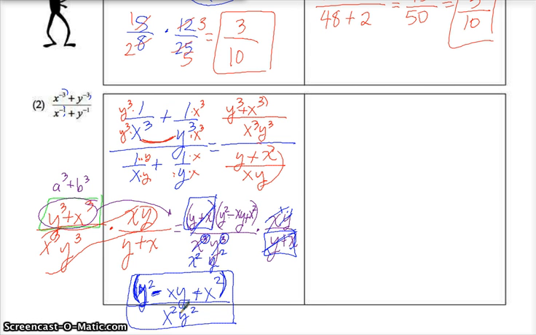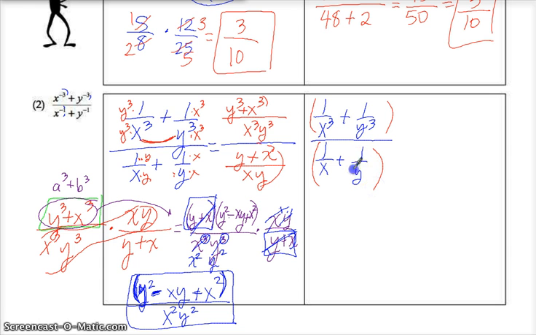So that was method 1. Method 2. Again, I start with my original 1 over x cubed plus 1 over y cubed divided by 1 over x plus 1 over y. Okay, so I'm going to multiply the top and bottom by the least common multiple. Well, my least common denominator. So I have an x cubed, a y cubed, an x and a y. Well, my common denominator with all of those denominators would be x cubed, y cubed. So I'm multiplying by 1 over 1.